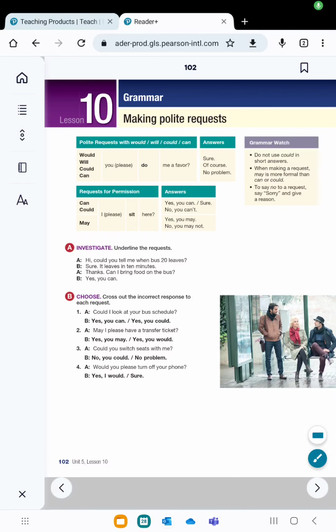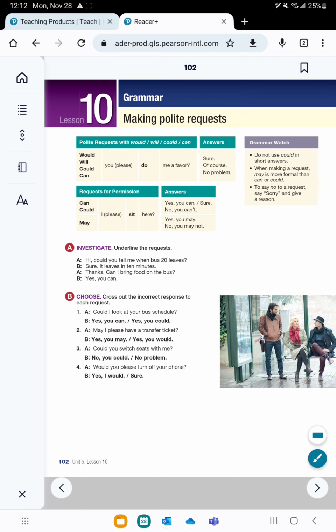Back. So now we're going to go into lesson 10, which is grammar. In this lesson, we will learn to make polite requests. So what's a polite request? There's two polite requests we have.